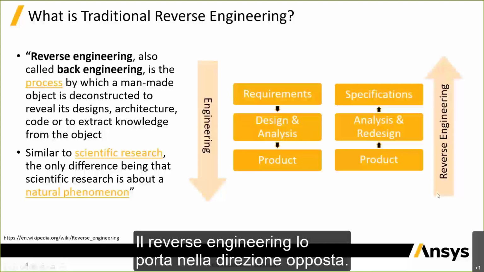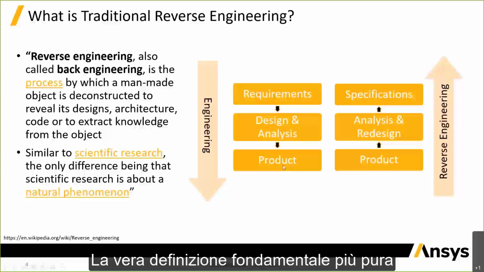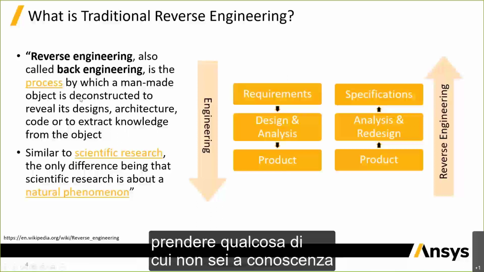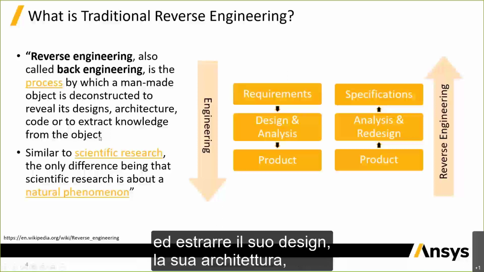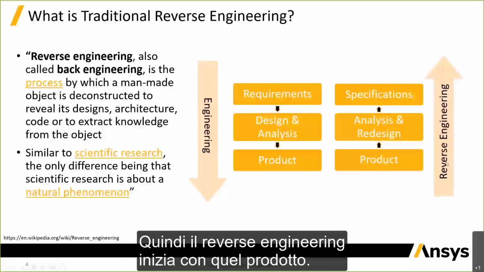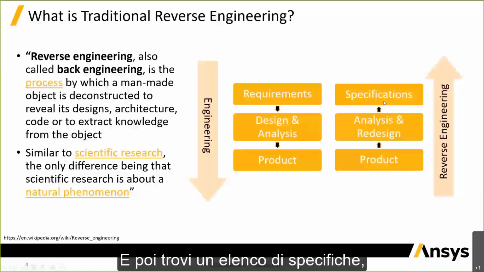Reverse engineering takes that in the opposite direction. You have an existing product. The true, fundamental, purest definition of reverse engineering is to take something which you have no knowledge of and extract its design, its architecture, how it's measured, how it's produced. So reverse engineering starts with that product. You analyze it and take that analysis and redesign it. And then you come up with a list of specifications, documentation, etc.